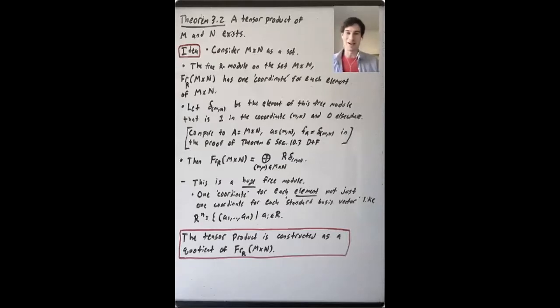In the first video, we gave a careful definition of what it means to be a tensor product of two R modules, and we showed that a tensor product has to satisfy a certain kind of uniqueness. In this video, we're going to prove that a tensor product of two R modules exists. So I'll be a little careful.